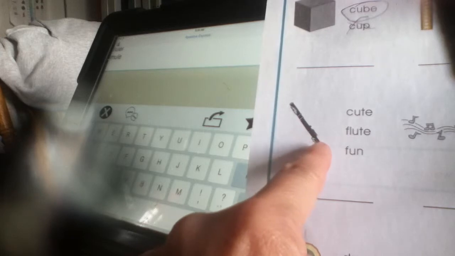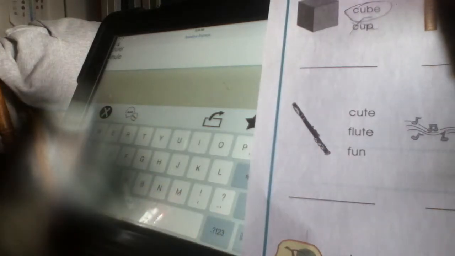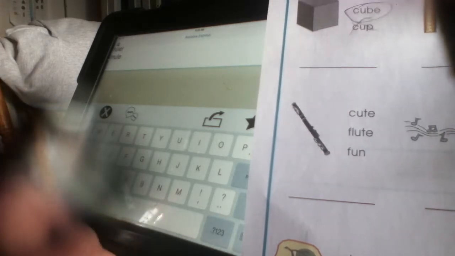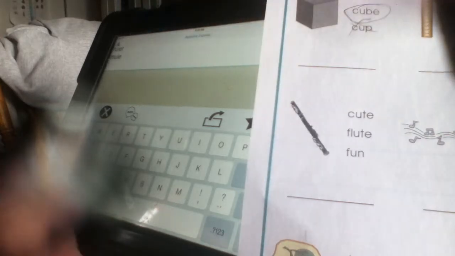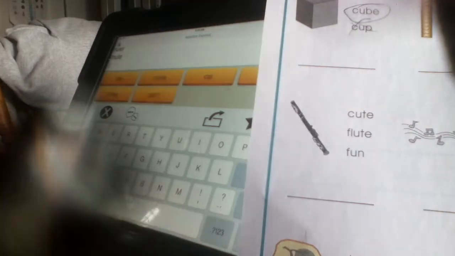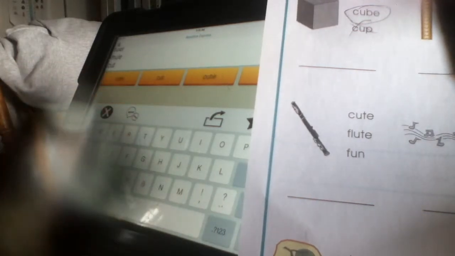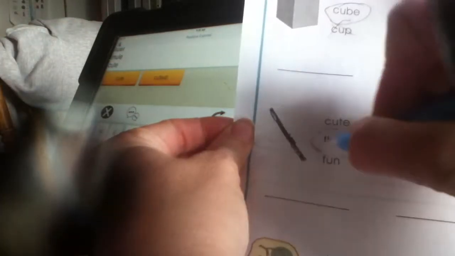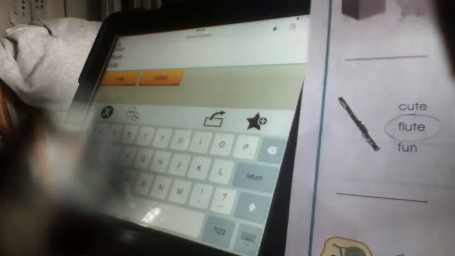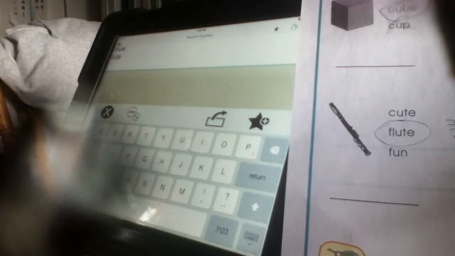Mark, what is this? Spell it out. What is it? Hey, spell it. You spell it. You're spelling cute. Mark, it's not a cute, it's a flute. It's an instrument. You play. Okay? Flute. Press return. Flute.